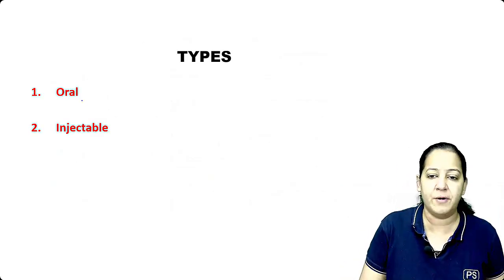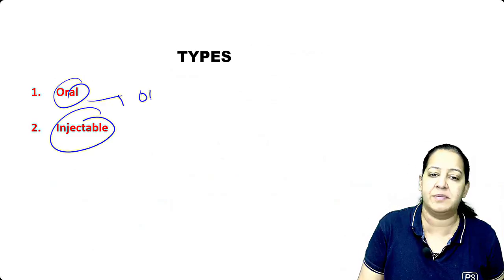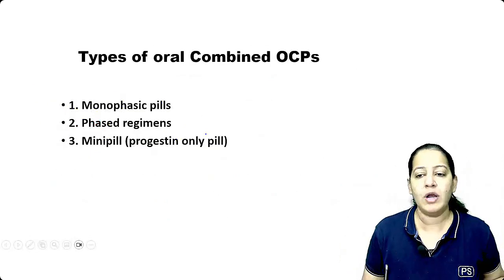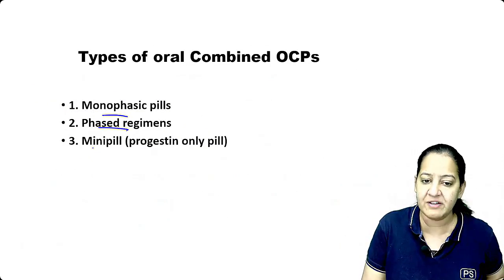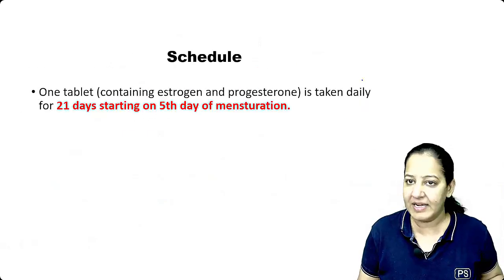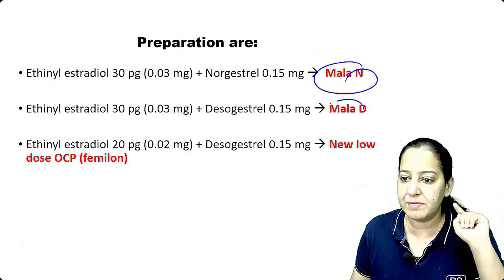There are two types of hormonal contraceptive: oral and injectable. Oral is OCP, oral contraceptive pill. Injectable contraceptives are also there. Oral pills are of three types: monophasic, phasic, and minipill. So what is the monophasic pill? That is Mala D and Mala N, the most commonly used pills.